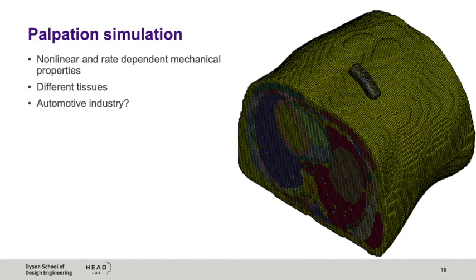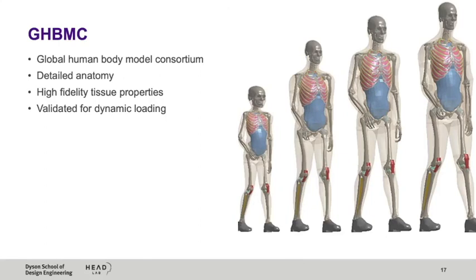So basically we again look back into the automotive industry where there is most advances in these areas. And we found a very interesting human body model or series of human body models. It belongs to the Global Human Body Model Consortium. So you can see they have a range of human body models. There is a high fidelity definition of the anatomy of different organs. The tissues are defined with good material properties, which are good for crash testing, and they have been validated for dynamic loading. So we have now got access to this model.